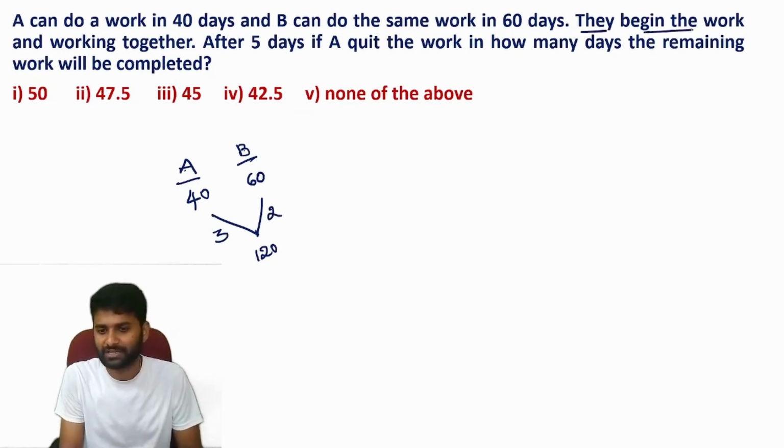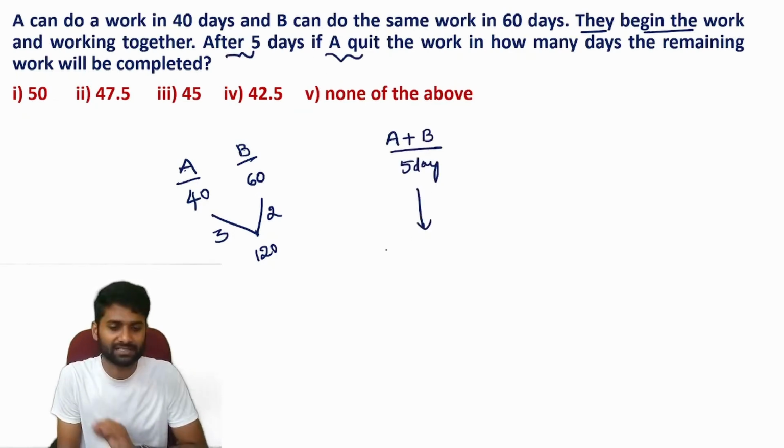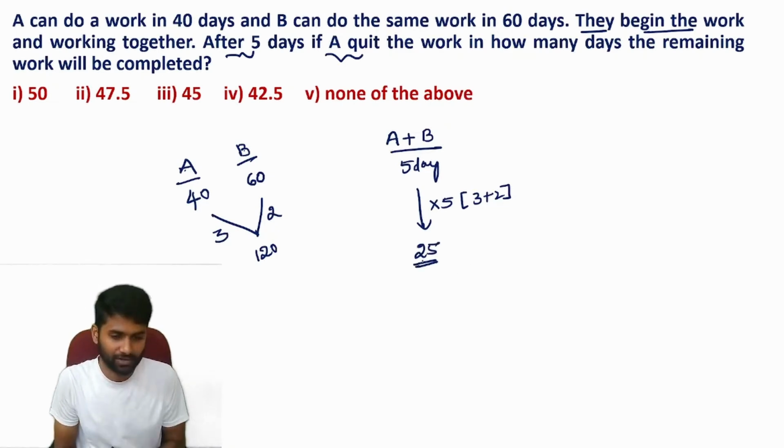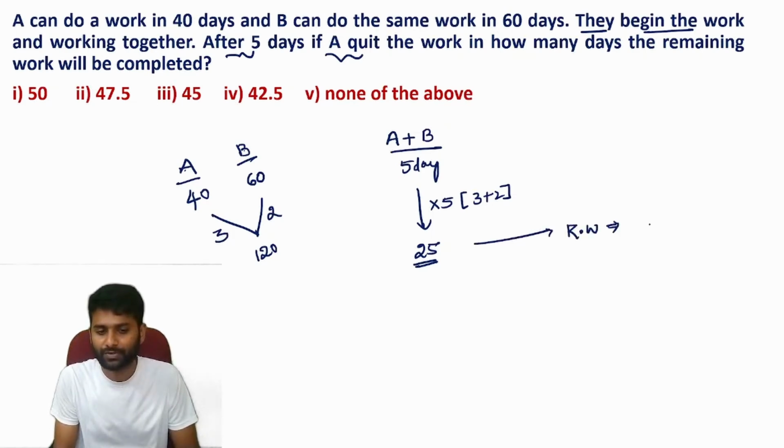Now they clearly mention that they begin the work. So A and B start the work. And after 5 days, A quits the work. Now, guys, in these 5 days, definitely A and B will complete a certain number of units. Every day, they complete 5 units, A 3 units and B 2 units. In 5 days, they are going to complete 25 units of work. Now, after 5 days, how much remaining work is left? So here 120 minus 25. So 95 units of work is left.